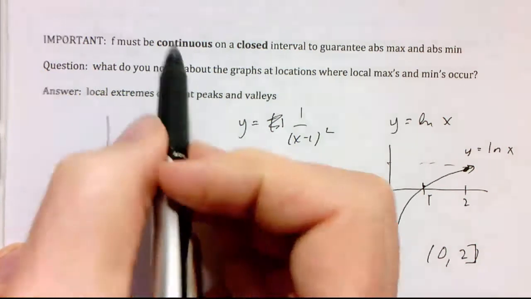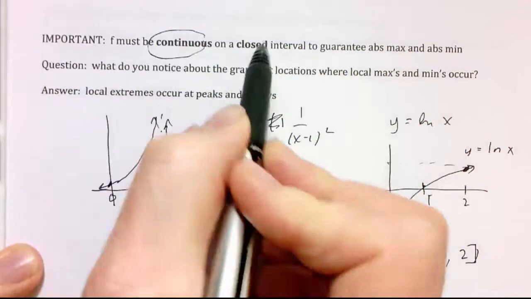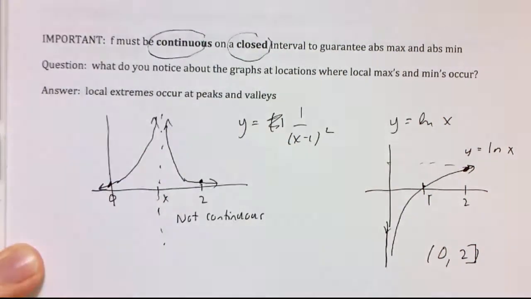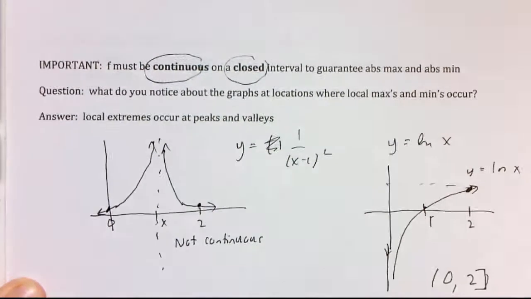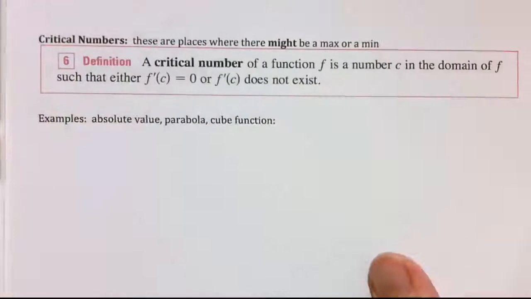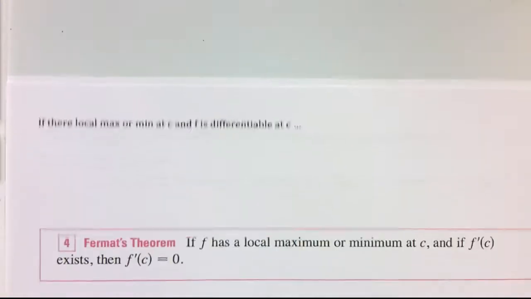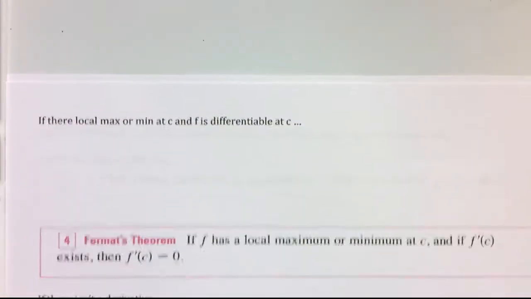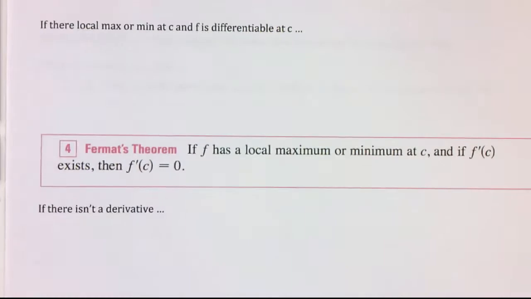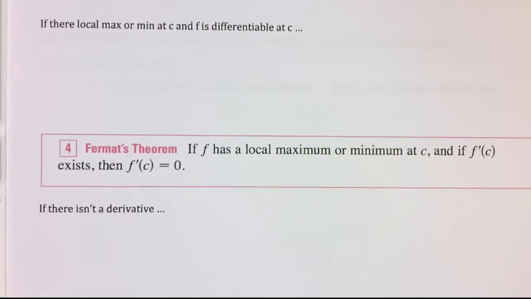So we need both a continuous function and a closed interval. If we have that, then we're guaranteed to have an absolute max and min. If we don't have that, then all bets are off. What about local maxes and mins? If we have a continuous function on a closed interval, we're guaranteed to have an absolute max and an absolute min. Let's look at conditions where we might get a local max or a min.